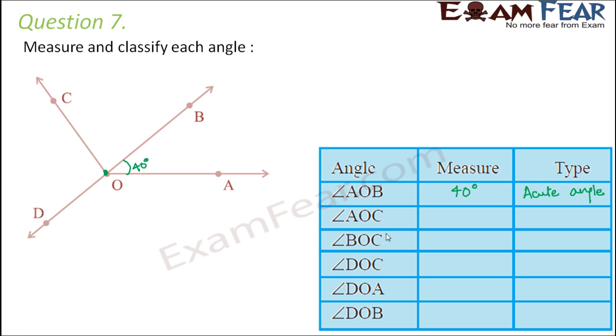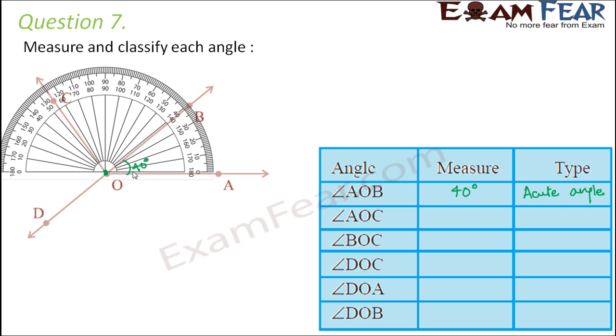Next one is angle AOC. So even for angle AOC, we will place the protractor in the similar way. And here if you look at angle AOC, this total angle corresponds to 125 degrees. So therefore angle AOC is 125 degrees. So what type of angle is this? This is obtuse because it is greater than 90 but less than 180.